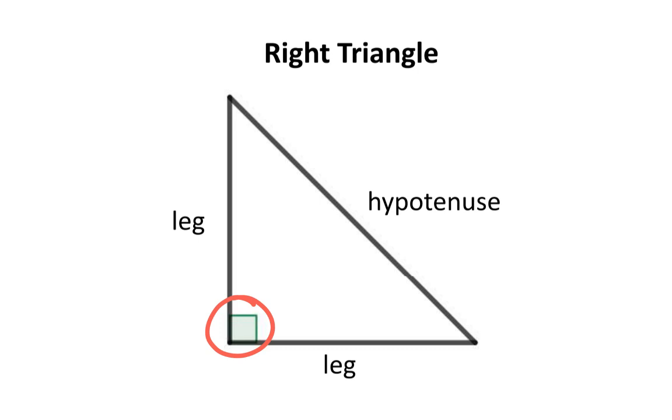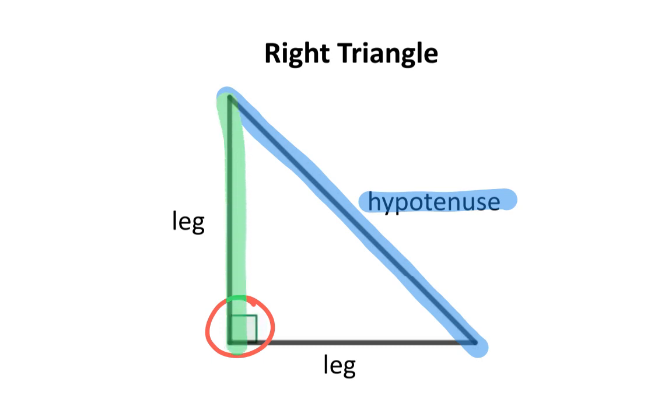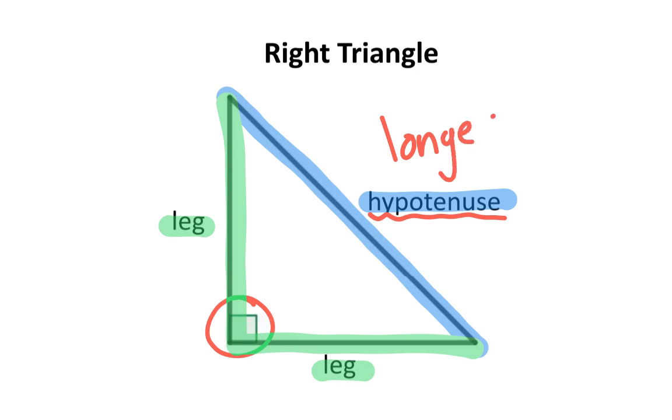The side opposite to this right angle is the hypotenuse, while the other sides are considered legs. It is also important to note that the hypotenuse is always the longest side.